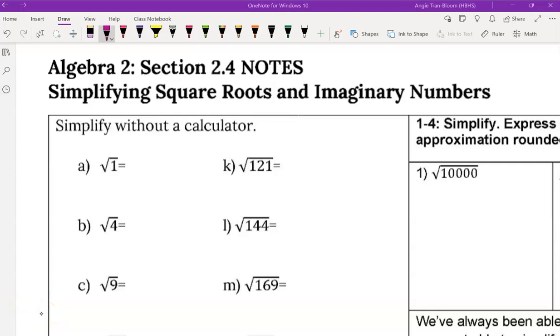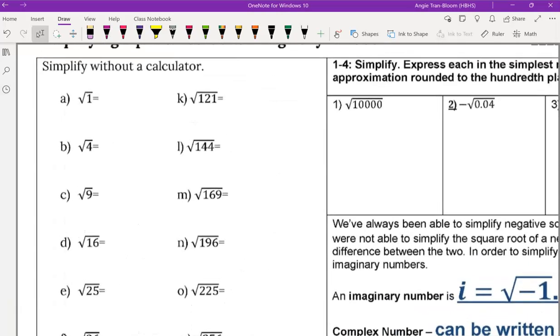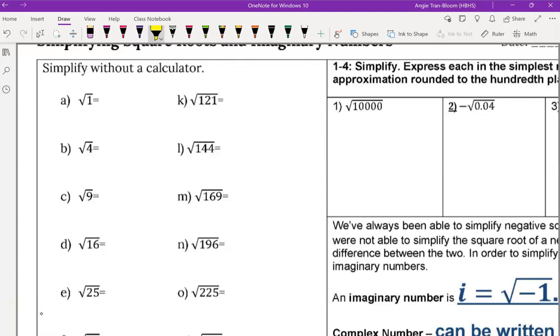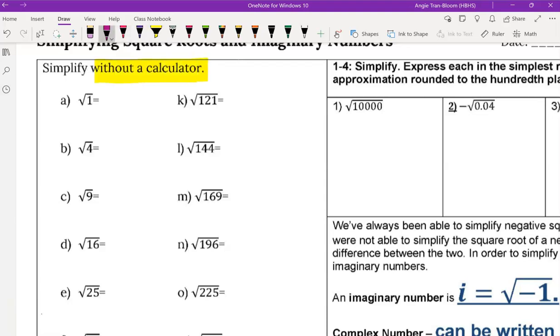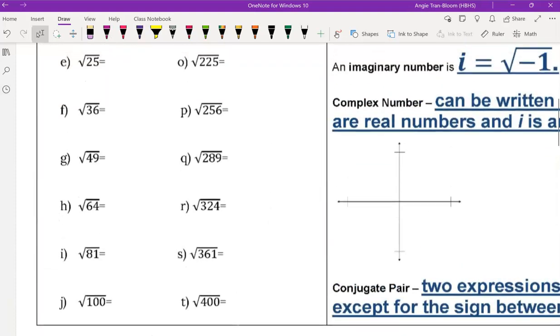All right, guys, so we are now on section 2.4, note, simplifying square roots, and we are going to introduce you guys to imaginary numbers, okay? But first, can you guys take a minute or two, and without a calculator, can you please see if you can do simplifying the square roots of all of this from A all the way to T.